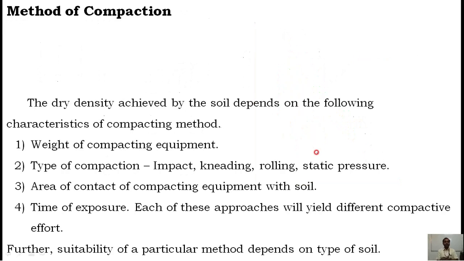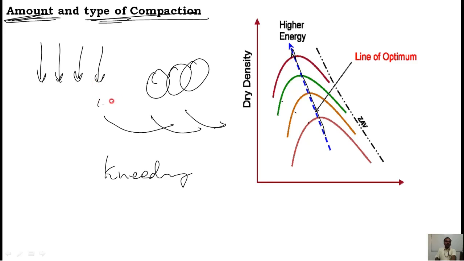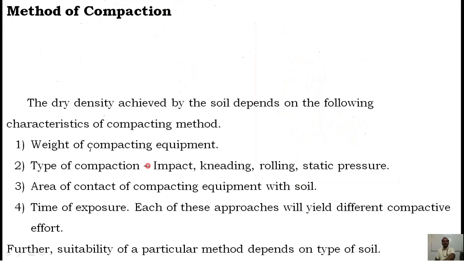Then one more very important factor is the method of compaction, which method you are using. This is a type of compaction. We can bring this type of compaction in as a method of compaction. You can delete it from here and bring it in as a method of compaction. That is, the dry density achieved by soil depends on the following characteristics of compaction. That is the weight of the compacting equipment.